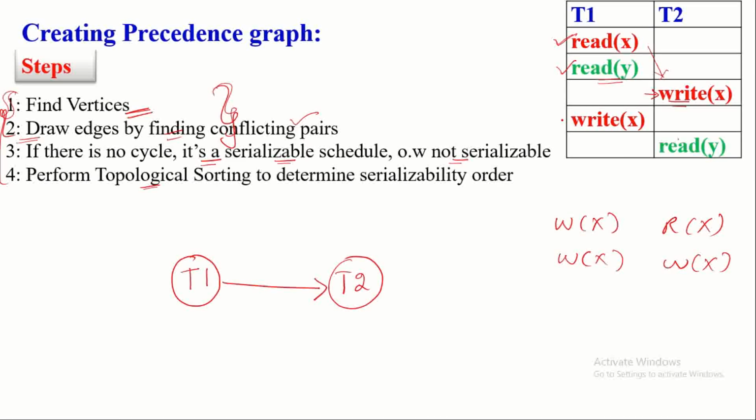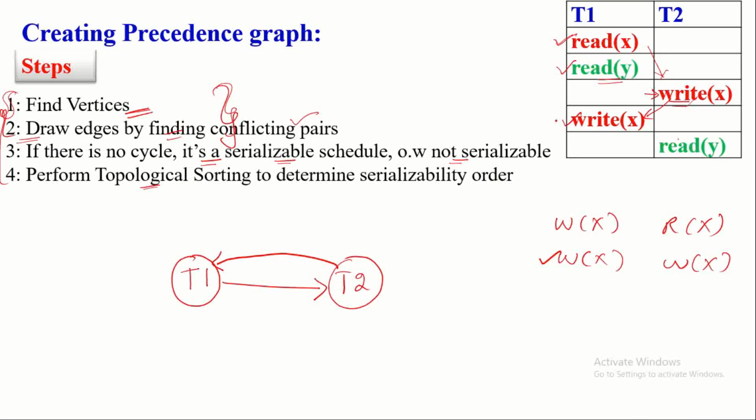Here T1 is doing a write on X, so it is one of the conflict operations. So between this conflict pair, T2 performs first the conflict operation. That's why we have to draw an edge from T2 to T1. So according to this write on X and write on X, we have to draw an edge from T2 to T1. So we have done with constructing the precedence graph, students.